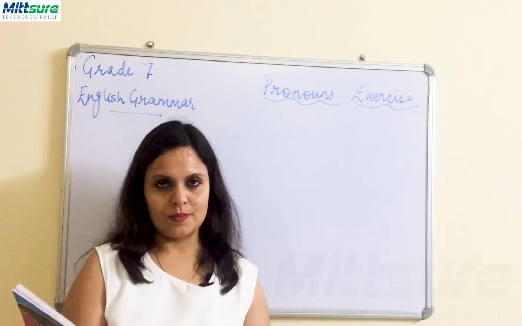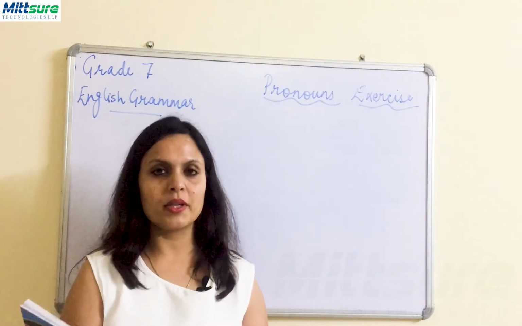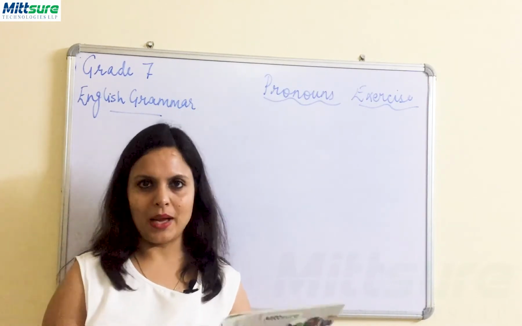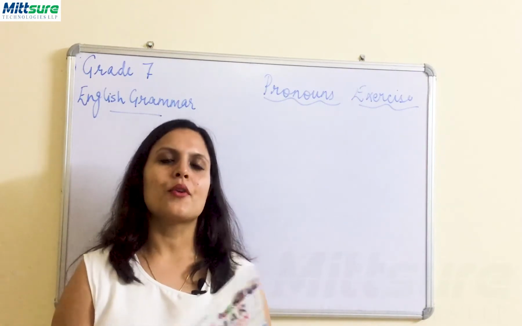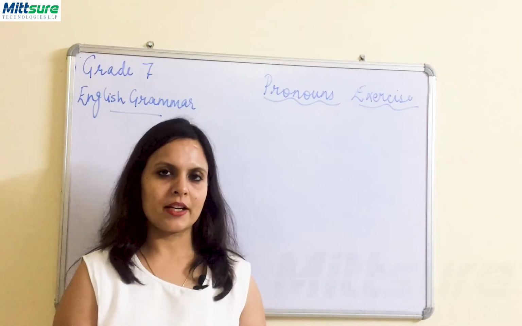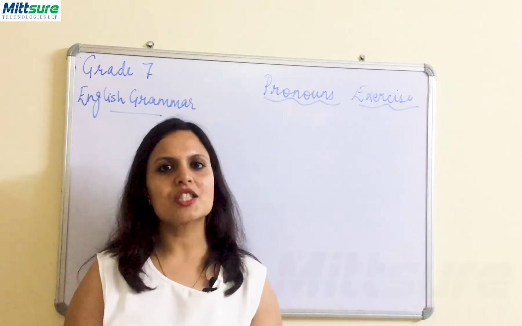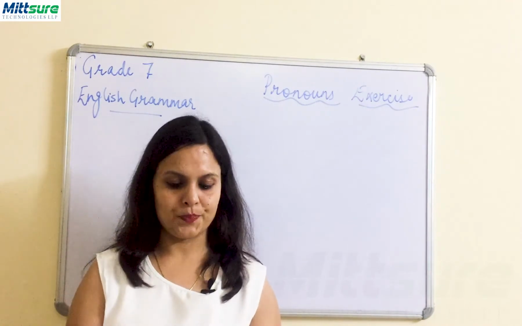So a question says, underline and write the pronouns and their kinds from the given paragraph. There is a paragraph given from where you have to underline. There are two paragraphs given actually. So in both the paragraphs you have to underline the pronouns and state their kind. So let's do it as I read it for you.